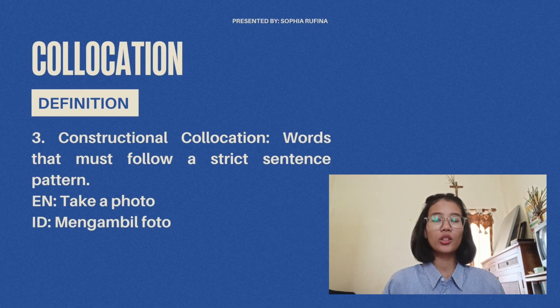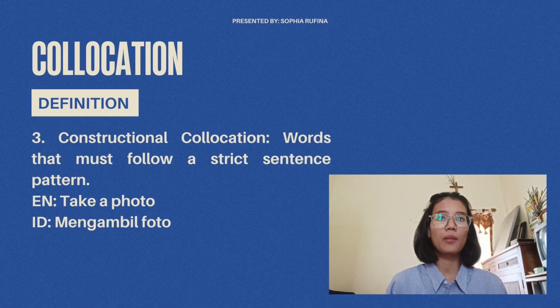Number 3 is constructional collocation. These are words that must follow a strict sentence pattern. For example, in English, we say take a photo. When translated into Indonesian, it naturally becomes mengambil foto.